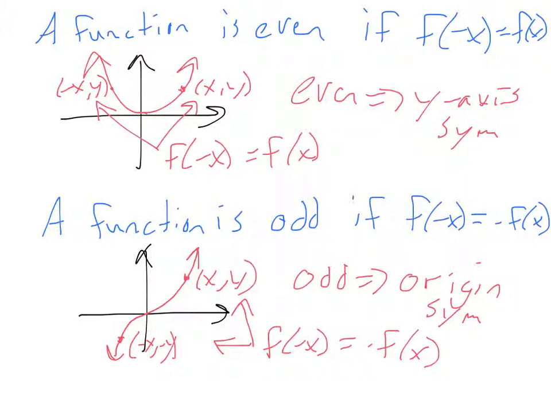And then x-axis symmetry only shows up if it's not a function, and so it's neither even nor odd if it has x-axis symmetry. It just sort of is what it is. And of course, does every function have symmetry? No, there are some functions that are completely non-symmetric.